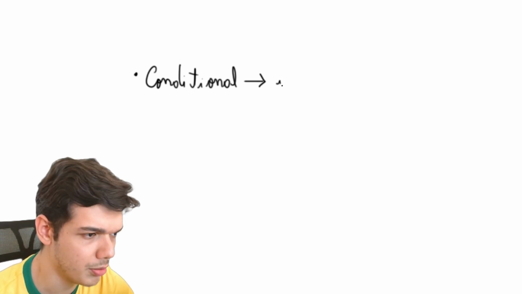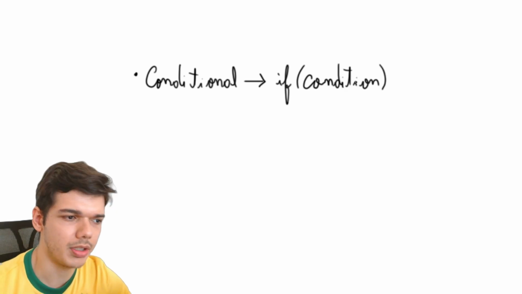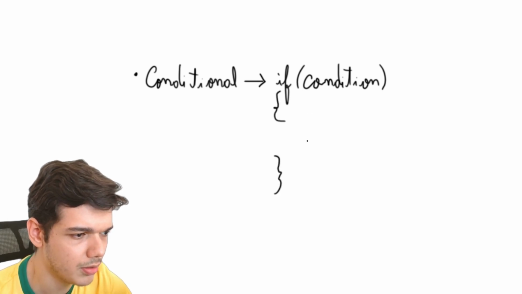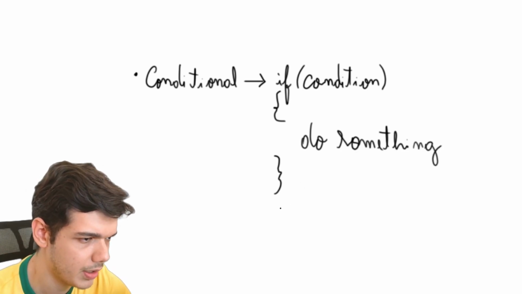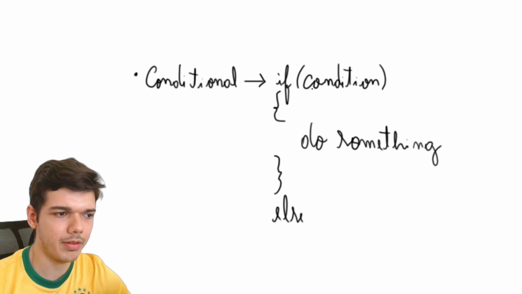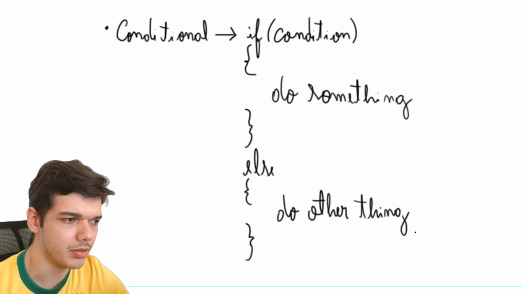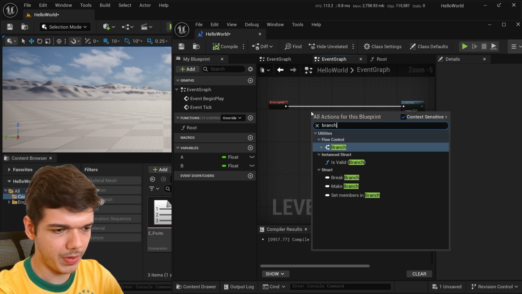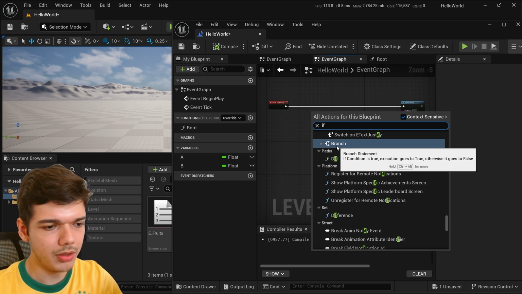In code, we use if, and here we put the condition. That condition can be true or false, and here we have what our code does. And we also have the else, that if this condition is false, this part will be executed. Let's see how it works in engine. Instead of having if, we have the branch. But also if you search for if, it will direct you to the branch.